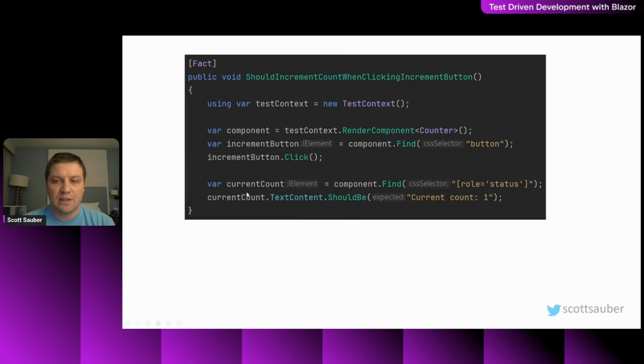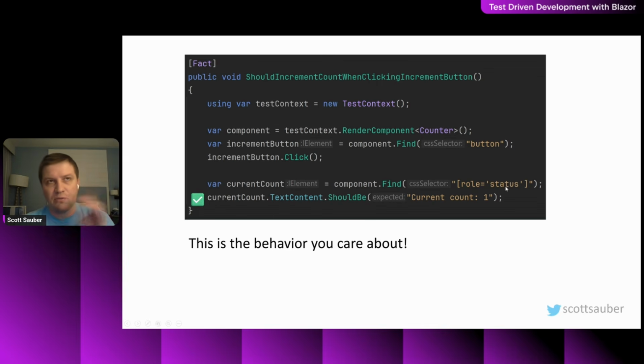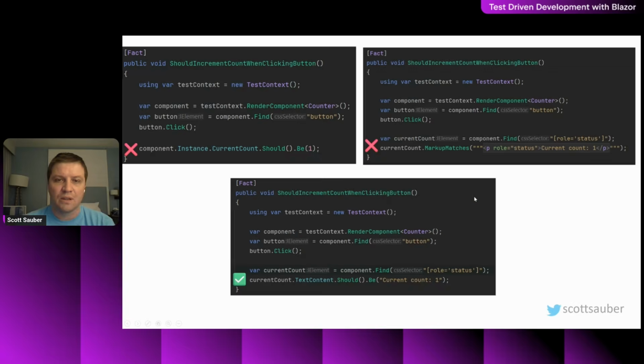So instead, what I would do is grab that element just like we did and check the text content and say that that text content should be current count 1. By finding it by the role, which is like, if you go file new project with Blazor, you'll end up with the markup where the role is status. That's the role that the element is playing. So I'm abstracted away from, hey, is this a p tag, a div, a span, whatever it is. It doesn't really matter because all my users care about is that the current count is 1. If we look at those 3 side by side, I would do the bottom one, again, to be abstracted away from as many implementation details as possible.